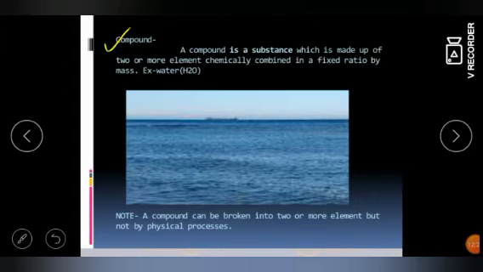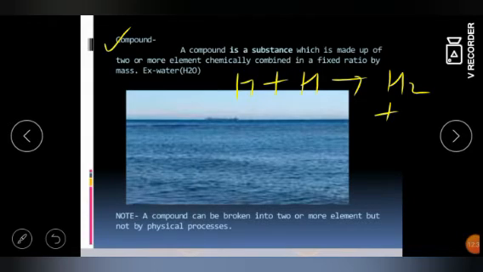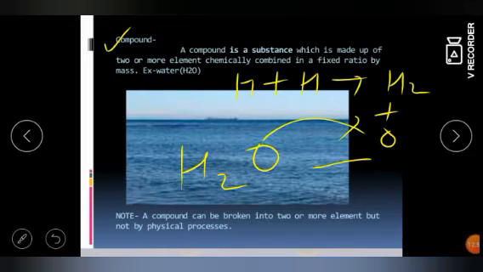So compound is the second type of pure substance. A compound is a substance which is made up of two or more elements. It is the combination of two or more elements. Suppose hydrogen reacts with hydrogen, it will form H2. But when hydrogen reacts with oxygen, it will form water. This is water, and you know more than 70% of our earth is water. So the formula of water is H2O. Oxygen reacts with a hydrogen molecule, and hydrogen is made up of two atoms of hydrogen.